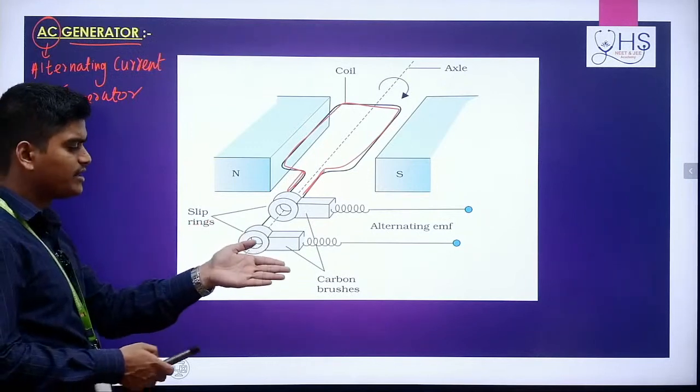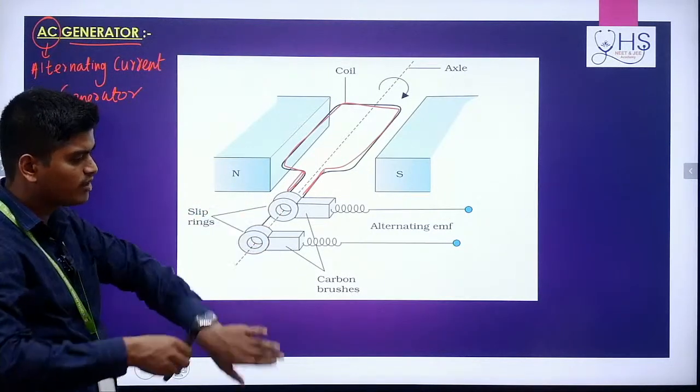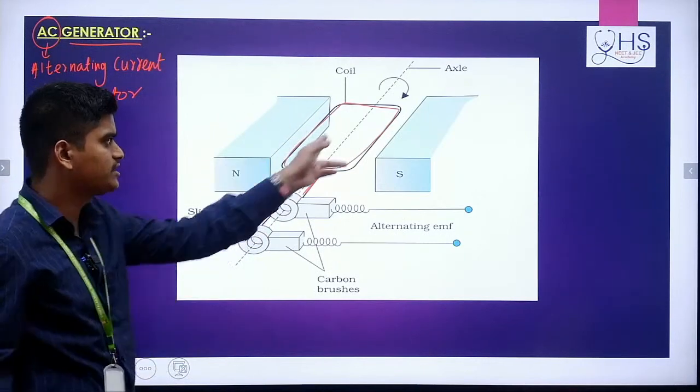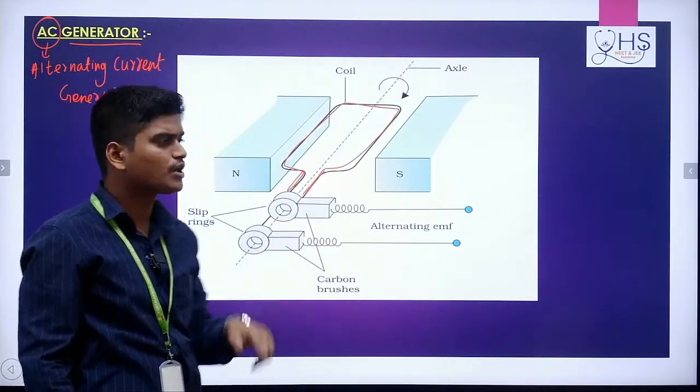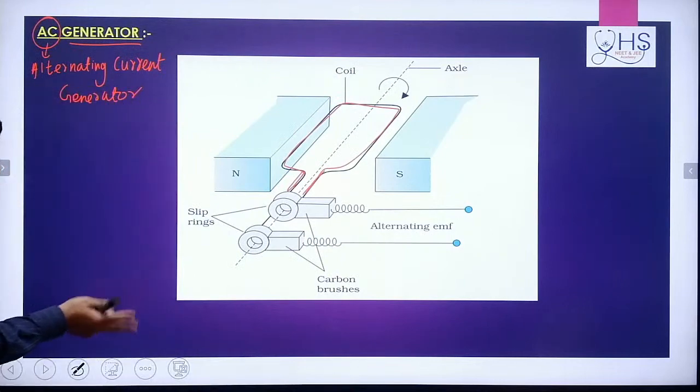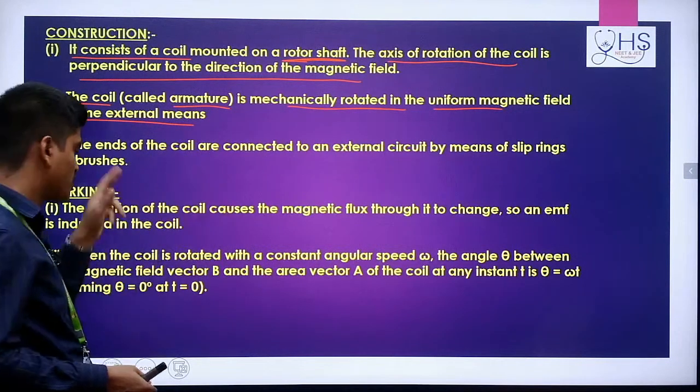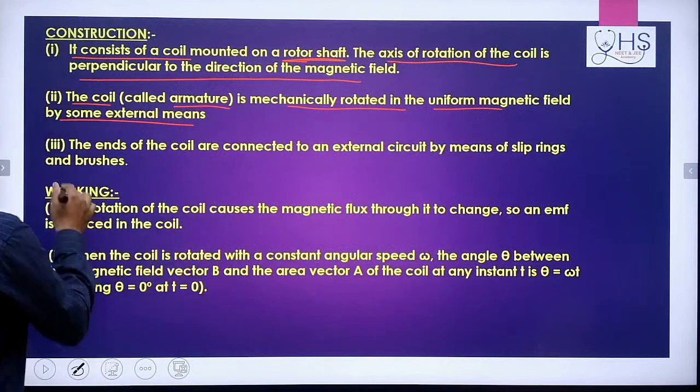Suppose one turbine is there, on the turbine water is falling, then the turbine will rotate. If the turbine is connected to this axle, then this will also rotate. So like that, or by any external means, you rotate. If you rotate, then what will happen? Flux changes will happen in that circuit. Then induced EMF will be produced.